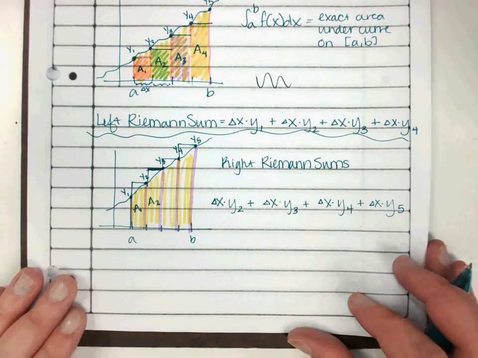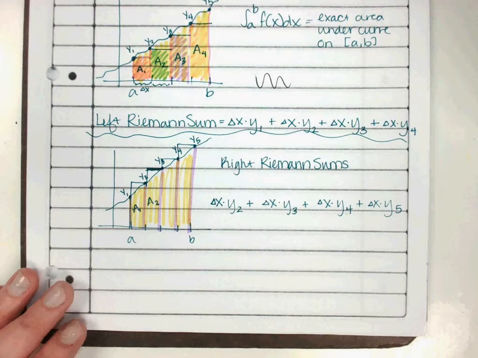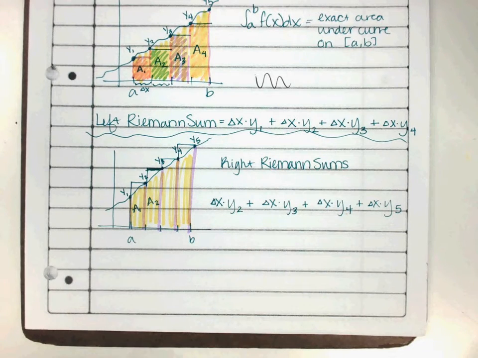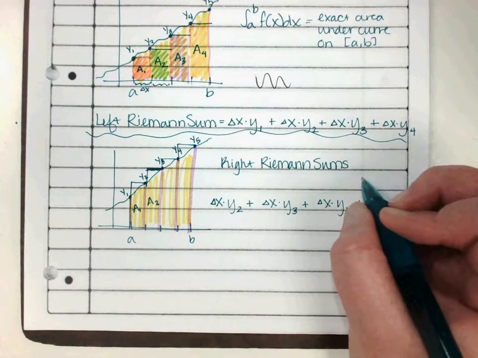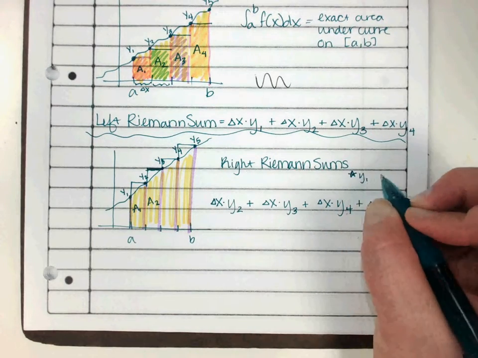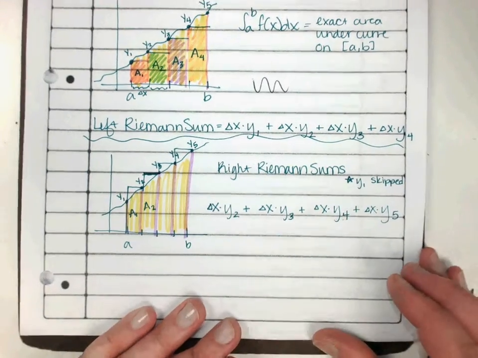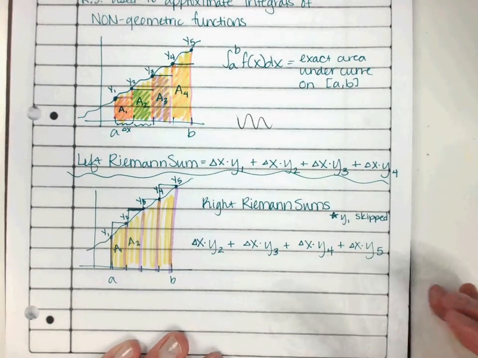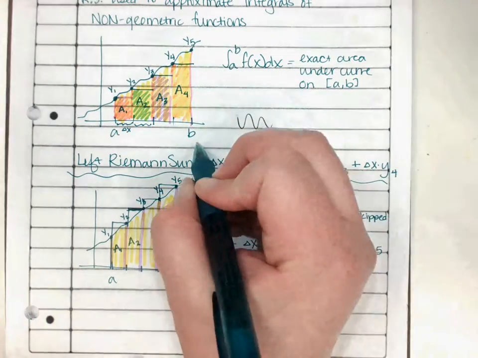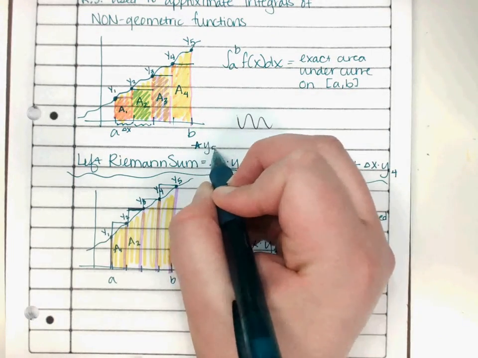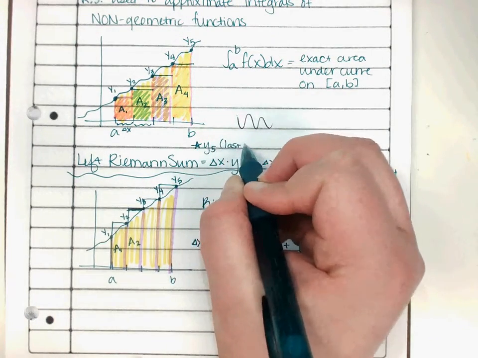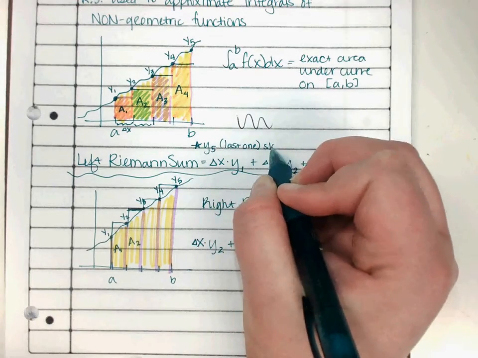Now, which y value never got used in a right Riemann sum? y1 gets skipped. So if you want to make a little note here, y1 gets skipped. Okay, versus up here for my left Riemann sum, y5, or the last one, is skipped.